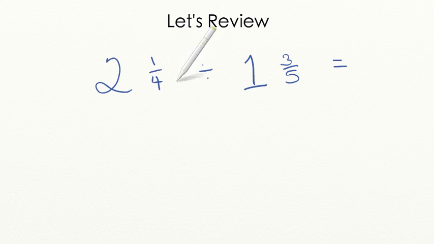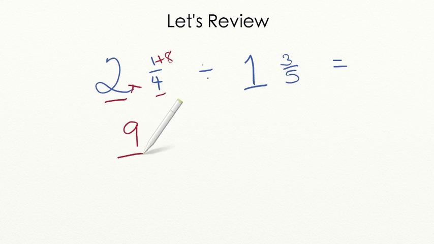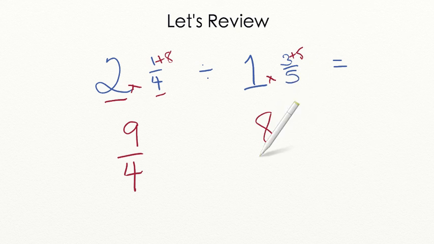Let's take a moment to review what you've learned in today's lesson. When you're trying to divide mixed numbers, your first step is to convert them both into improper fractions. To do this, you need to multiply your whole number by your denominator, and then you're going to add that to your numerator. So 2 1/4 written as an improper fraction is going to be 9/4. 1 3/5 written as an improper fraction is going to be 8/5.